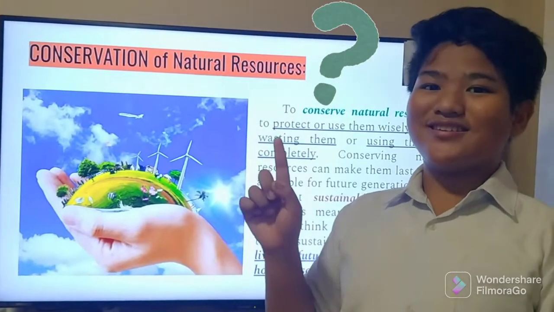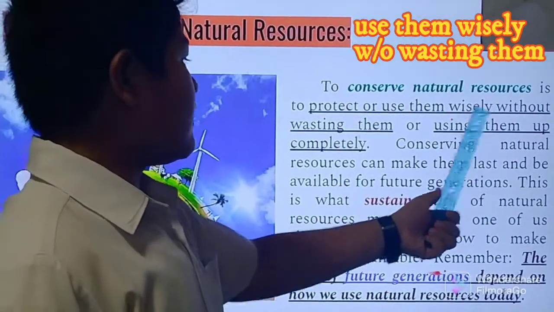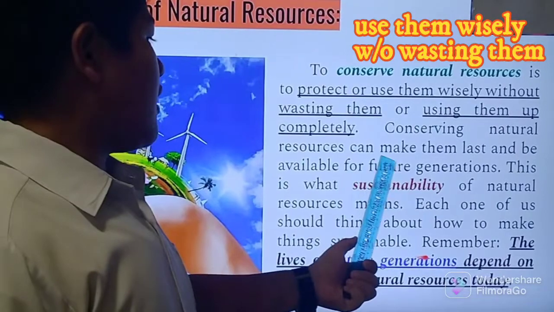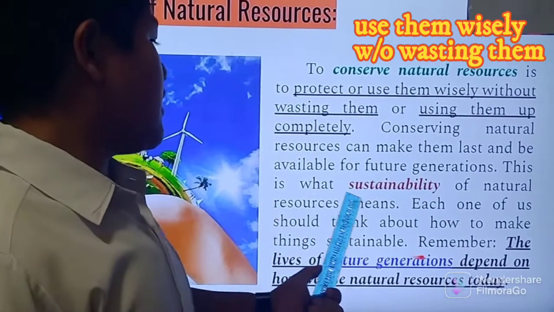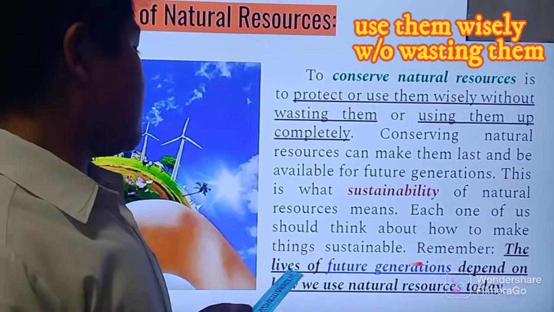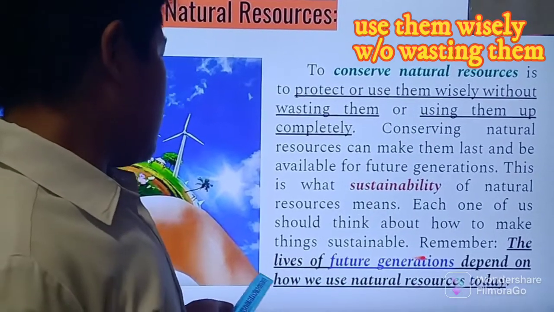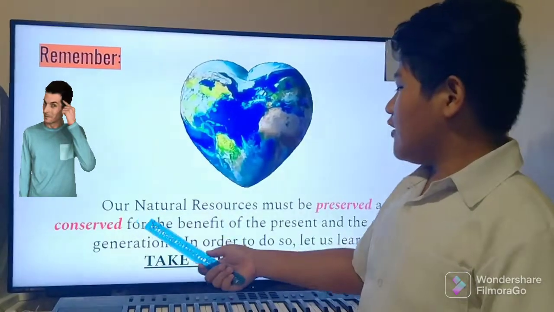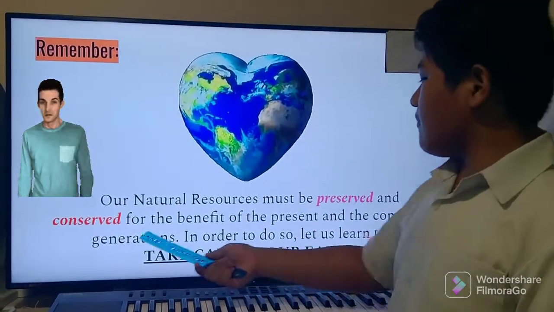Conservation of natural resources. To conserve natural resources is to protect or use them wisely without wasting them or using them up completely. Conserving natural resources can make them last and be available for future generations. This is what sustainability of natural resources means. Each one of us should think about how to make things sustainable. Remember that the lives of future generations depend on how we use natural resources today. Remember that our natural resources must be preserved and conserved for the benefit of the present and the coming generations.